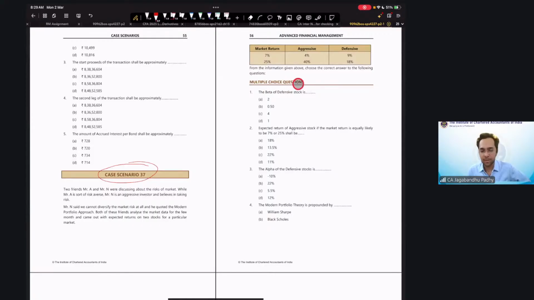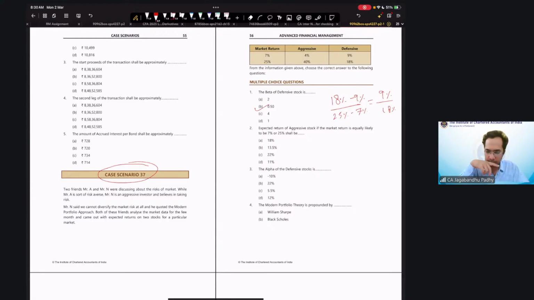Now, beta of this defensive stock. When we have just two data points, we can get the beta as the difference in returns of the stock upon the difference in return of the market. This is 18% minus 9% upon 25% minus 7%. So this is 9% upon 18%. So option B.